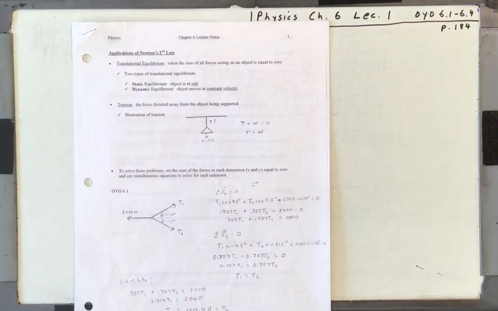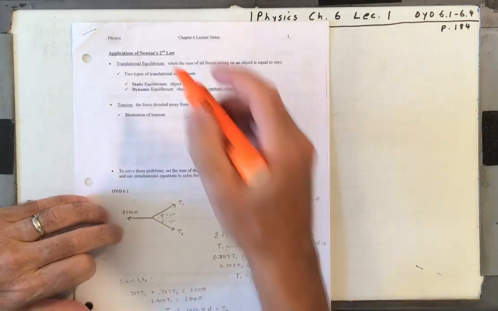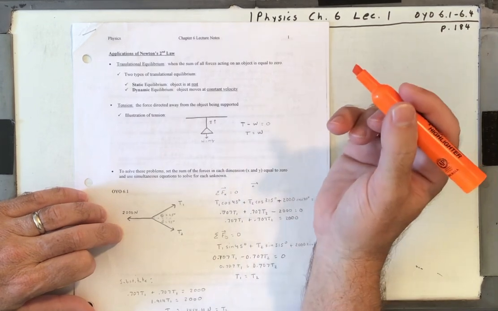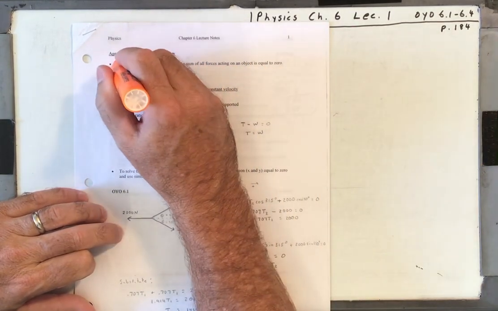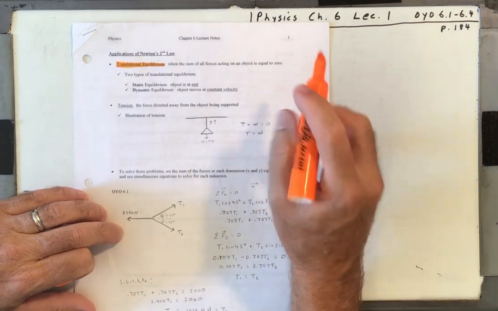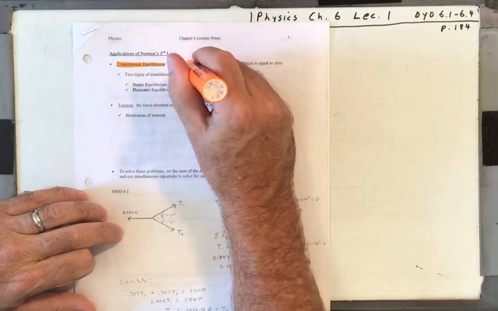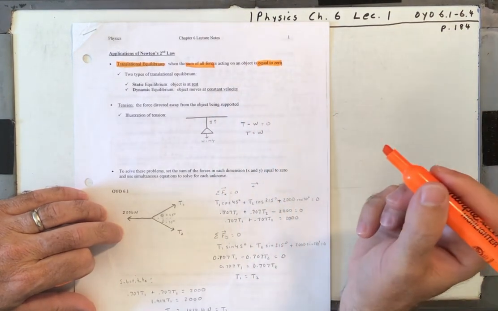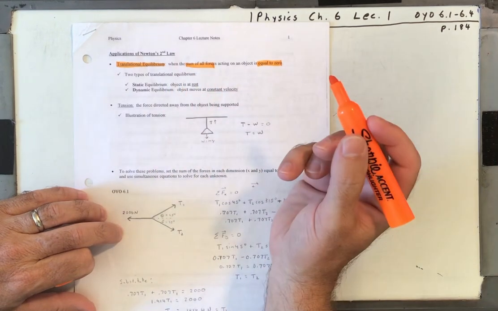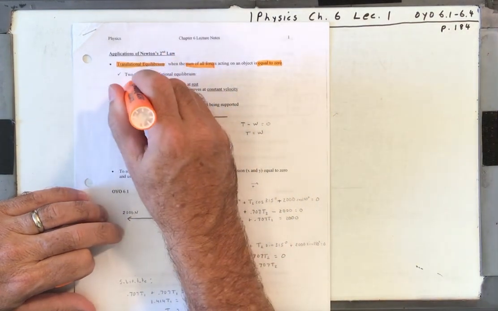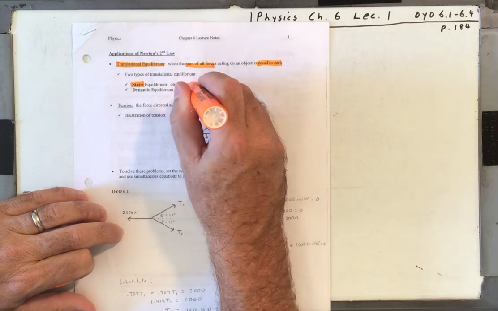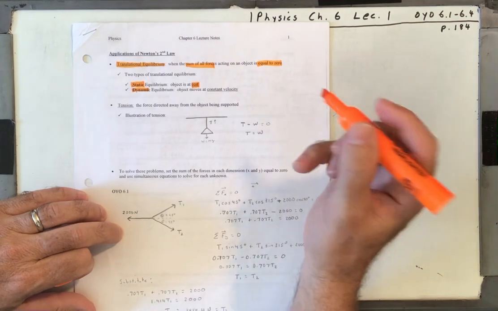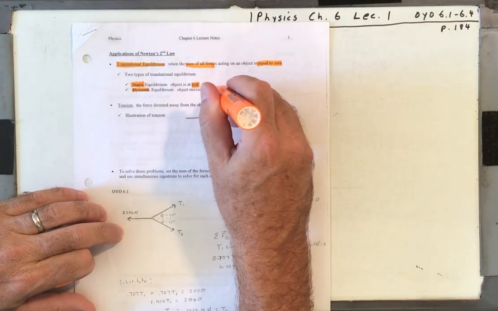So this section is called Applications of Newton's second law. Remember, that's F equals ma. So first we want to talk about equilibrium. And what is translational equilibrium? Well, that's when the sum of all the forces acting on an object is equal to 0. There's two types of translational equilibrium. The first is static equilibrium, and that's when the object is at rest. The second is dynamic equilibrium, and that's when the object moves at a constant velocity.